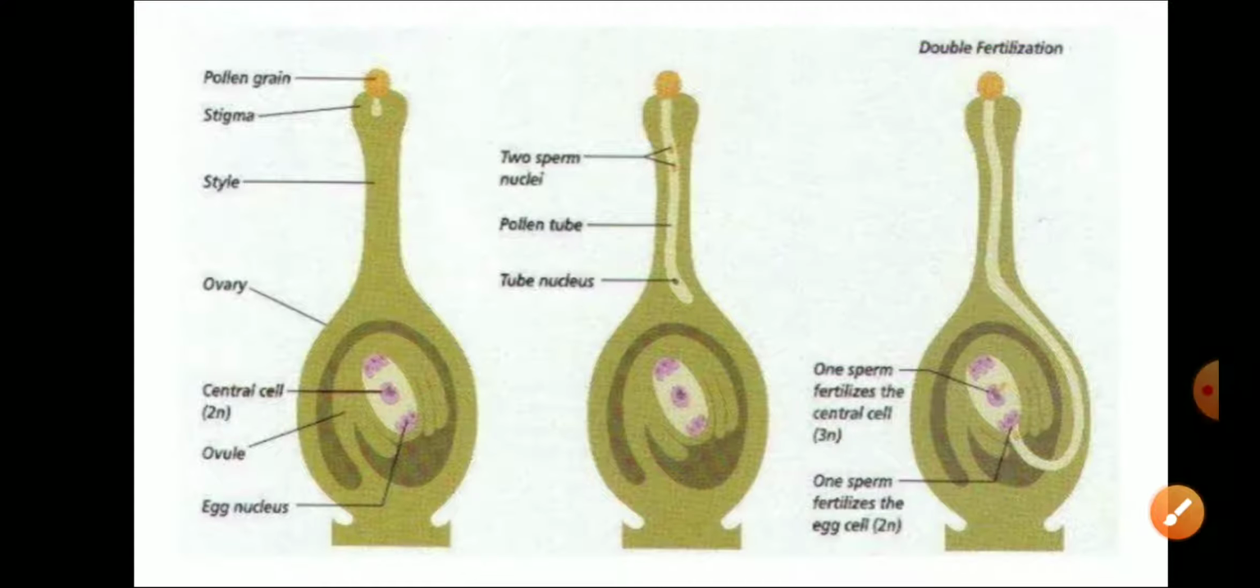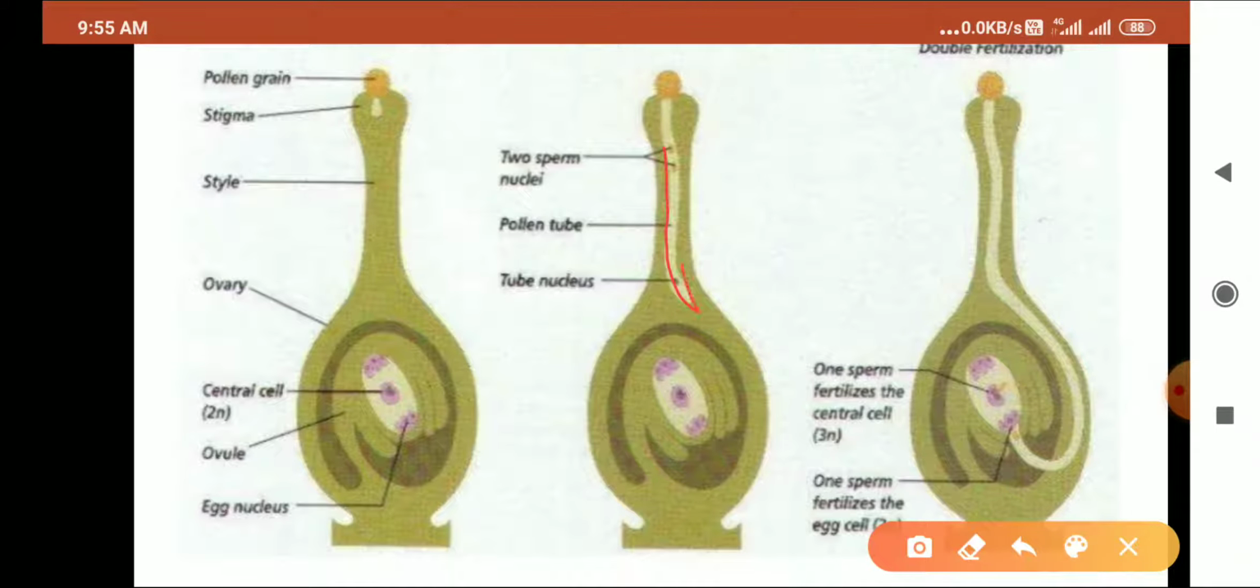Next, in this diagram we are able to see pollen grains. The pollen grains land over the stigma. The pollen tube runs through the style and carries the two male gametes.